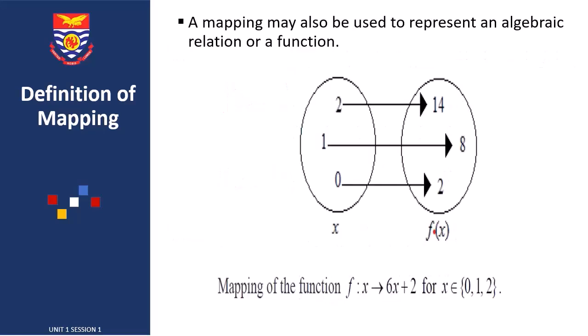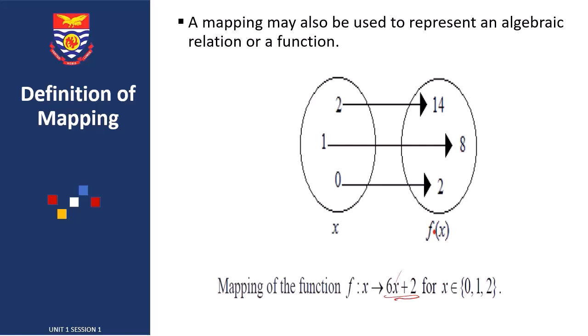Okay, a mapping can also be likened to a number machine or formula in which you put in an initial value, let's say x, and then comes out a result or an output. So in that instance, we can say that a mapping can also be represented by a function. Looking at this arrow diagram here, we have an algebraic relation, either an algebraic relation or a function. This mapping is actually assigned by this rule, 6x plus 2.